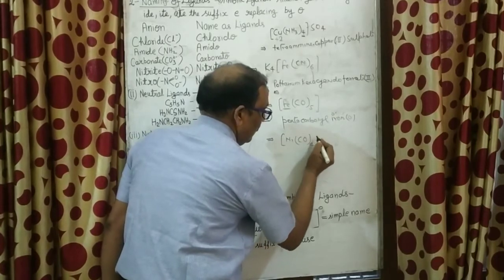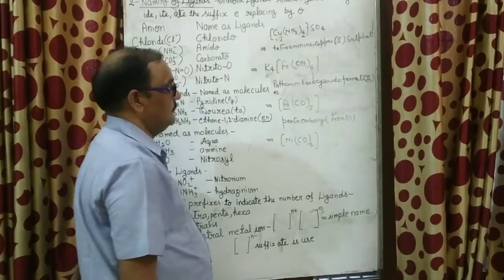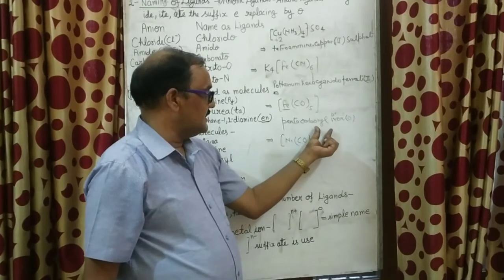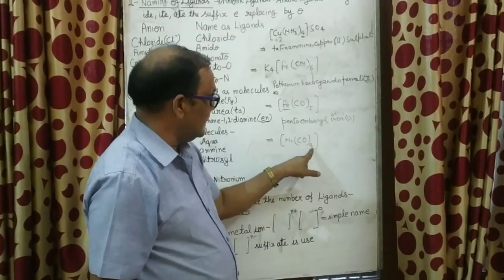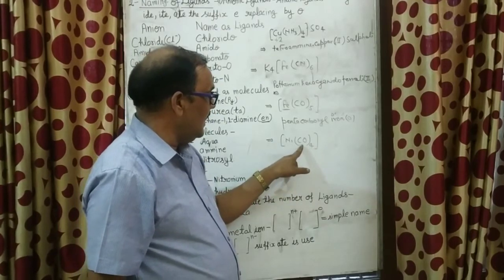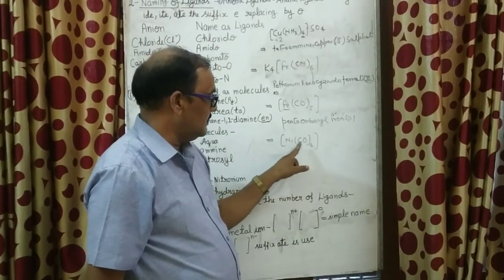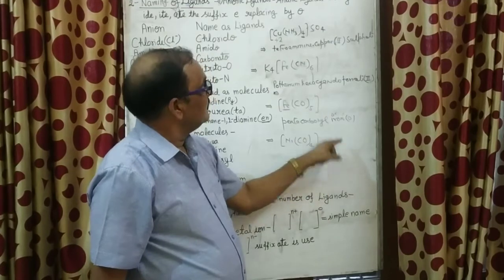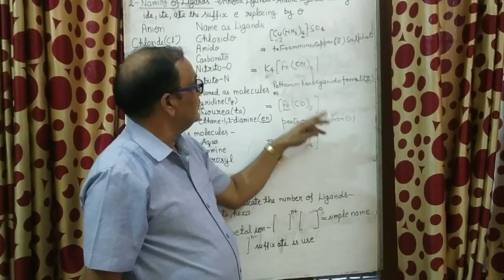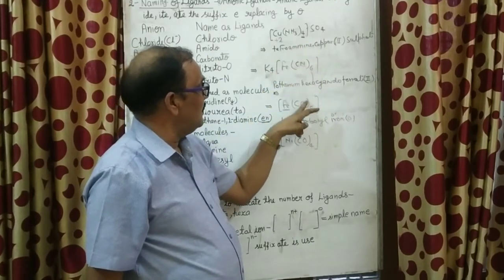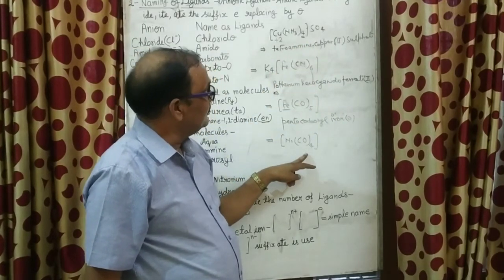Next example, that is Ni(CO)4. Again this is a neutral coordination entity, and this is tetracarbonylnickel(0). So these are some examples of complex compounds and how to write their names. Okay class.